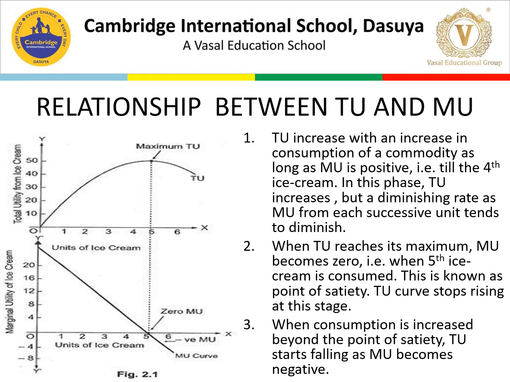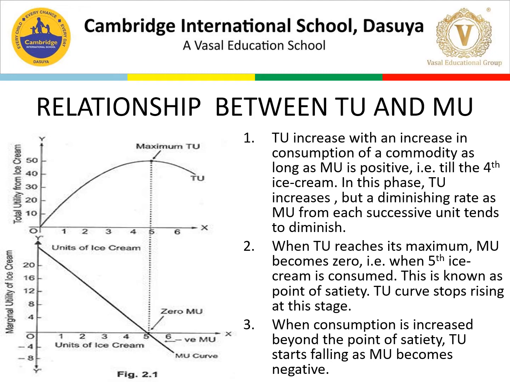Now TU increases with an increase in consumption of a commodity as long as MU is positive. So TU is always increasing until the time we feel that the ice cream is very tasty and we want to consume as many units as we can till we feel satisfied. So till the point when MU becomes maximum, before that point we are enjoying our ice cream. Fine. Till that point MU is always positive. So that is the point till the fourth unit.